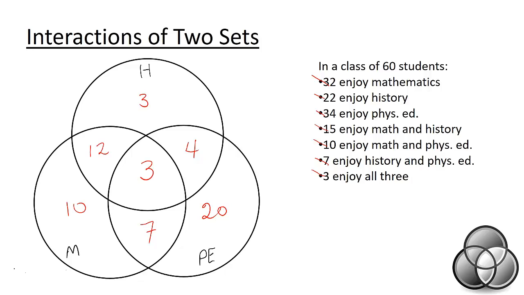Have we accounted for all of our students? Well, tallying up, we have 20, 30, 40, 52, 56, 59. So we're missing 1 student, so I'm going to put that last remaining student on the outside. That student doesn't enjoy any of the 3 subjects.